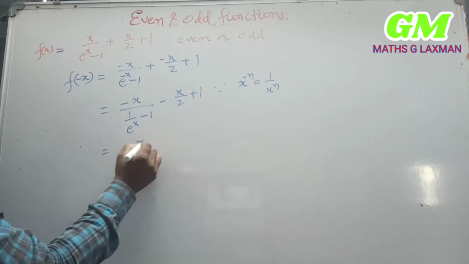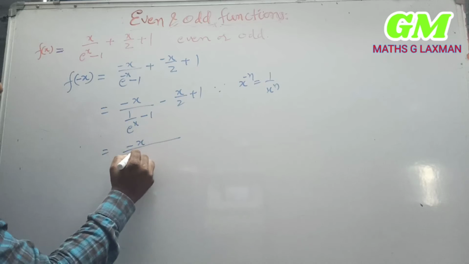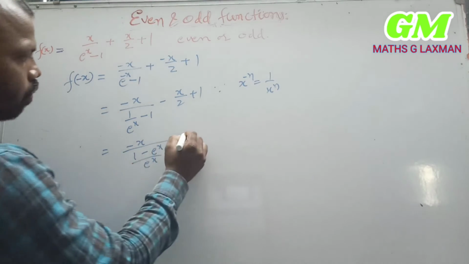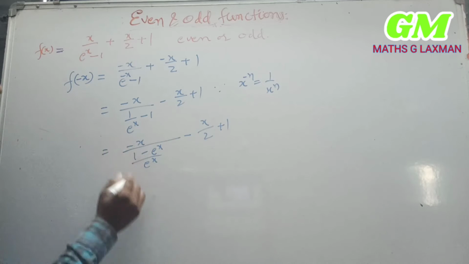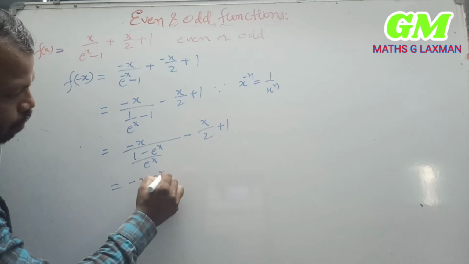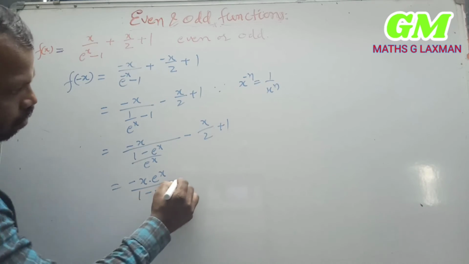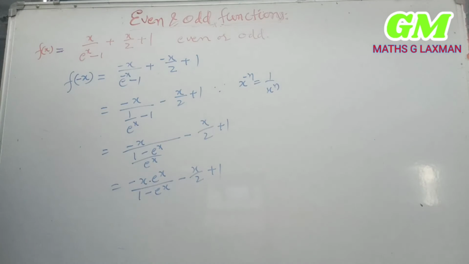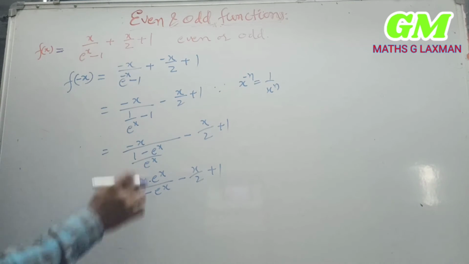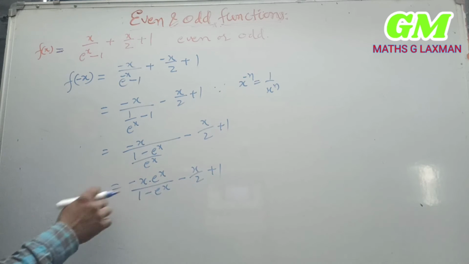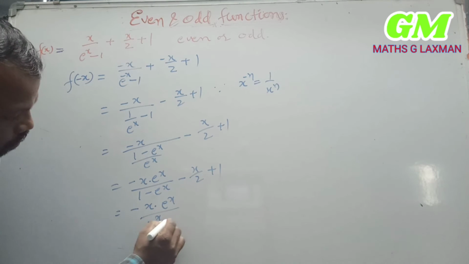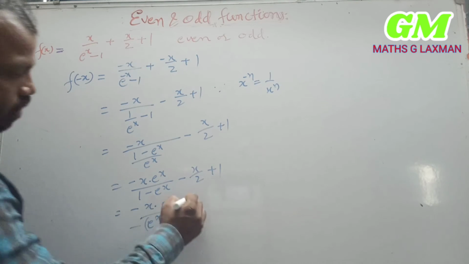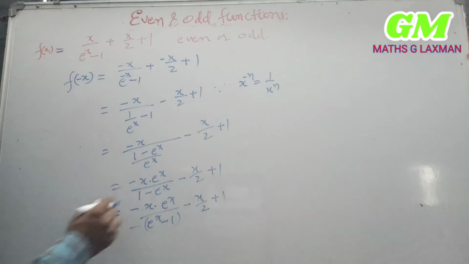Now minus x divided by, when you take the LCM, you will get 1 minus e power of x divided by e power of x, minus x by 2 plus 1. Now this e power of x goes up. You will get minus x e power of x divided by 1 minus e power of x, minus x by 2 plus 1. But in the problem it is given e power of x minus 1, and here we got 1 minus e power of x. So we can take minus as common here: minus of x into e power of x divided by e power of x minus 1, minus x by 2 plus 1. So both minus signs will be cancelled here.